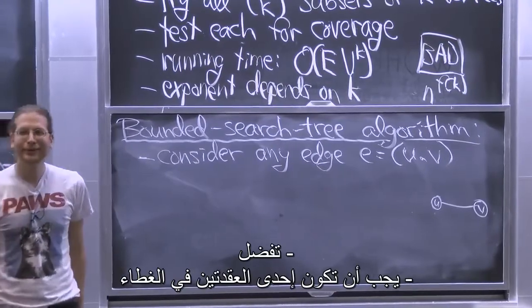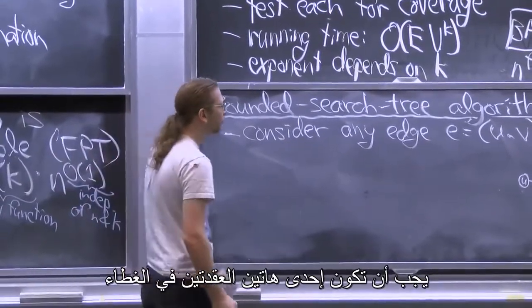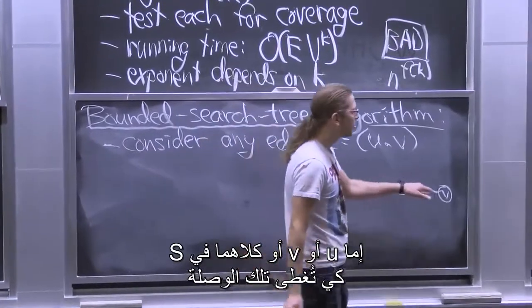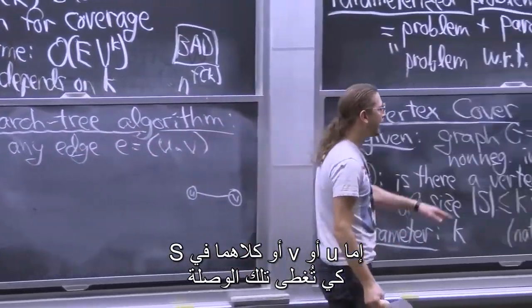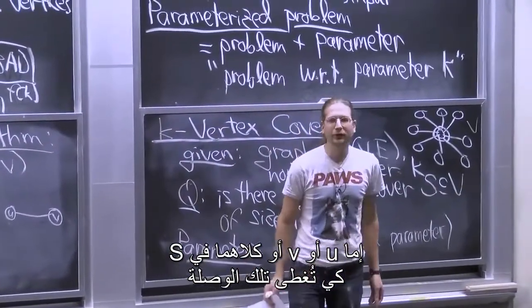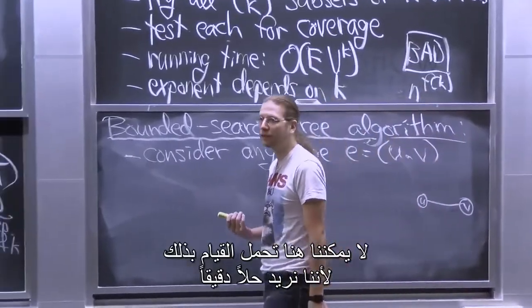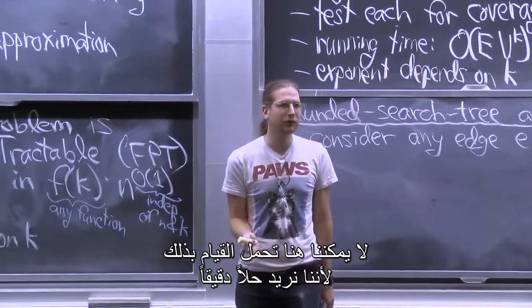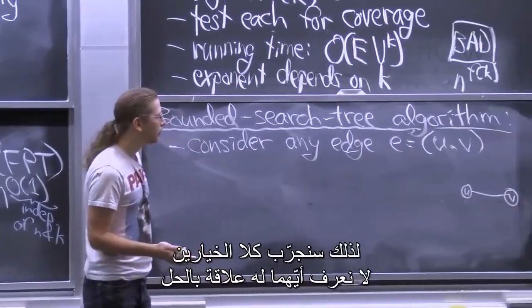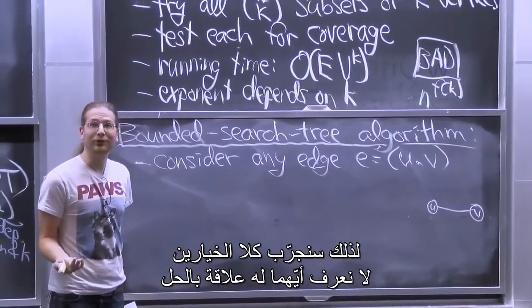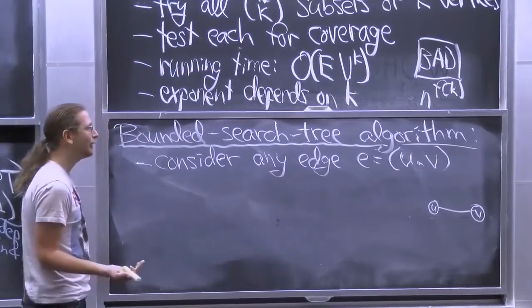One of those vertices has to be in the cover. Either U or V or both are in S for that edge to be covered. Now, for the two approximation, we just put those both in. Here, we can't afford to do that because we want an exact solution. So we'll try both options. We don't know which one belongs. Let's guess.